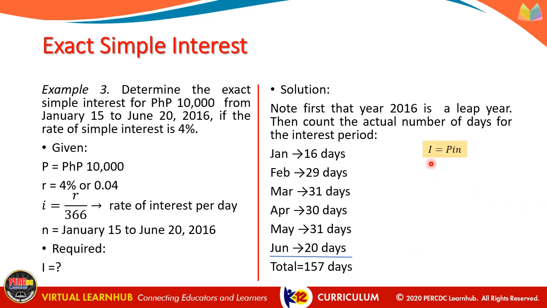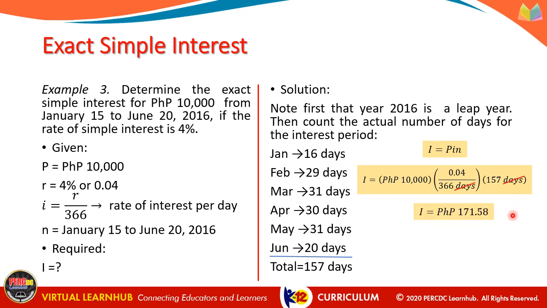Then we use the formula interest is equal to P times I times N. Just substitute the given. Interest earned I is equal to 10,000 pesos times 0.04 divided by 366 days times 157 days. We can cancel the unit days and we will get the answer 171.58 pesos. That is the interest earned. For example number 3, the answer is 171.58.